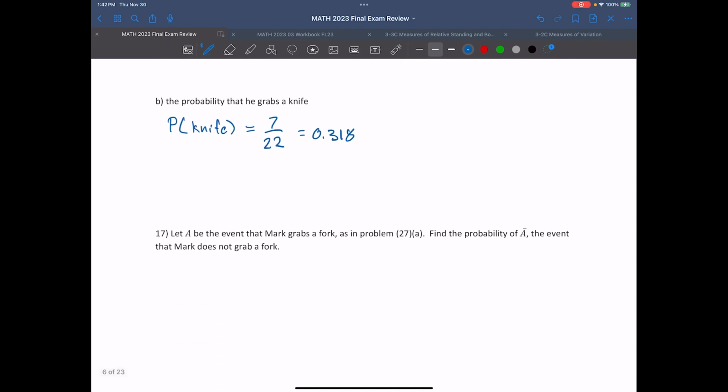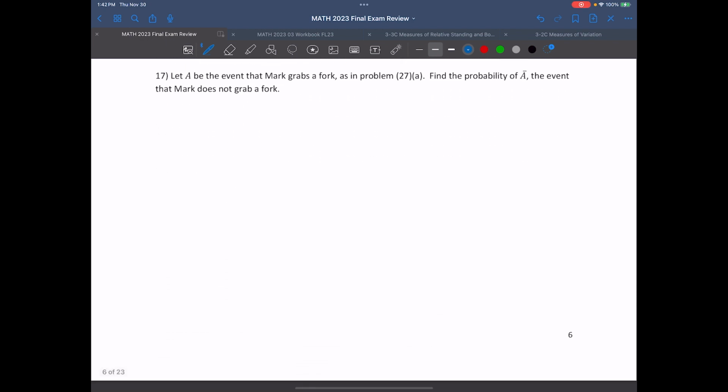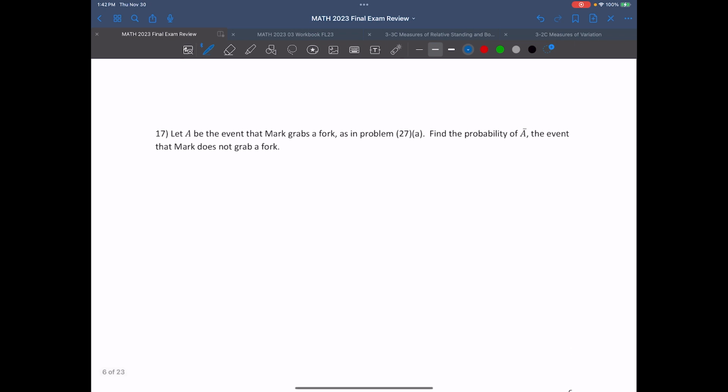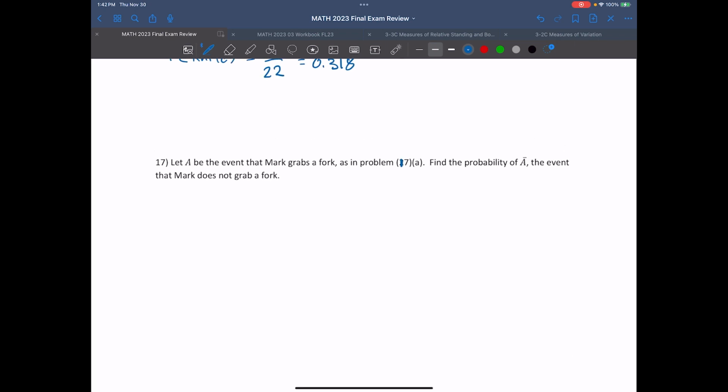Now 17, again, it's another 2-parter. So it looks like here's part A on this page. Let A be the event that Mark grabs a fork, as in problem 16A. I think that should be 17A. Find the probability of A bar, or A complement. Remember that this is the notation for the complement event, and the total probability is 1, so the complement is just 1 minus the probability of A.